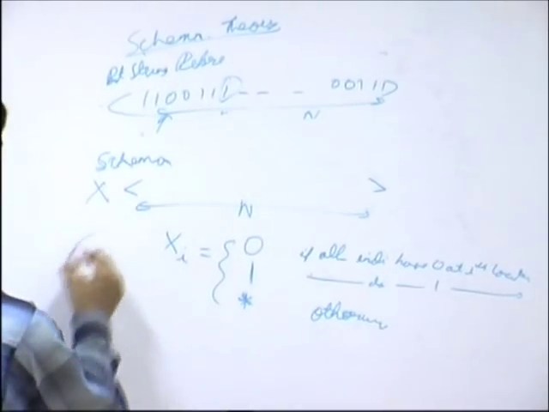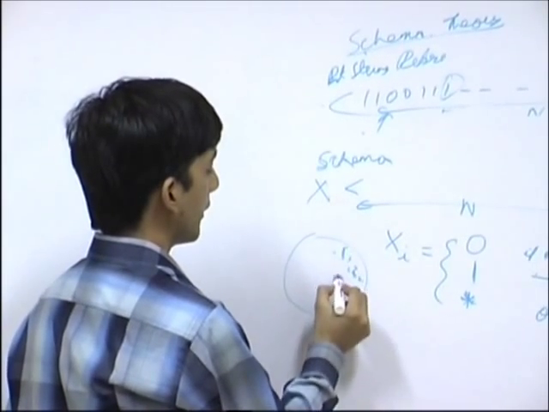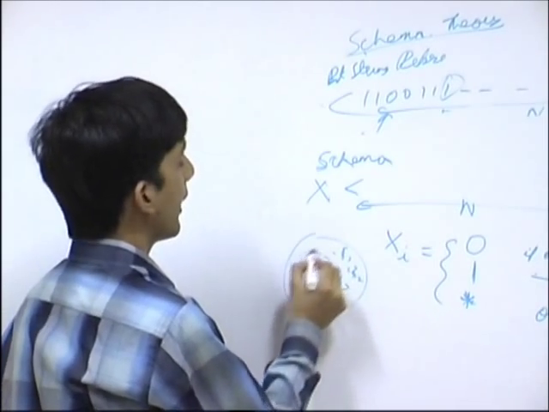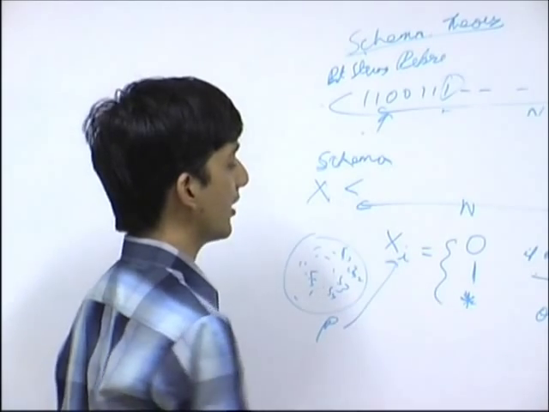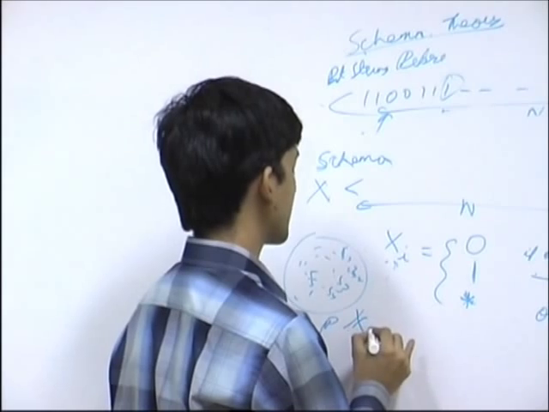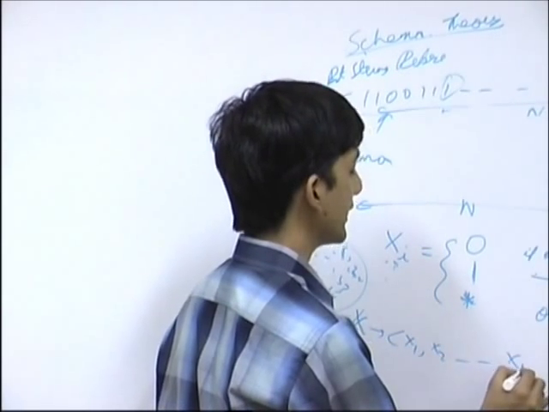So I had a population of individuals S1, S2, S3, S4, S5 and so on. This population P will have a schema X. X is of the form x1, x2 up till xn.